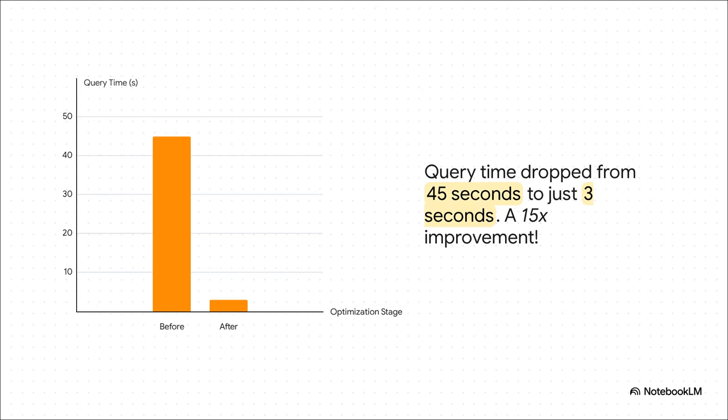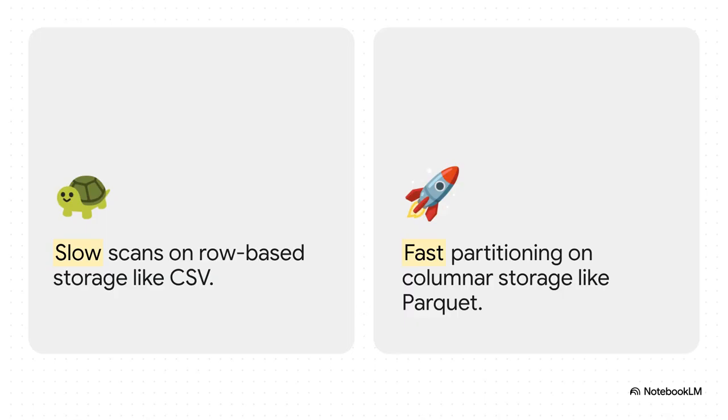At Hungry Now, the analysts were complaining that a key query took 45 seconds to run. I mean, that's forever when you're in the zone trying to explore data. After a bit of optimization work, that time plummeted to just 3 seconds. That's a 15x improvement. And this wasn't some kind of magic. It was just solid data engineering.